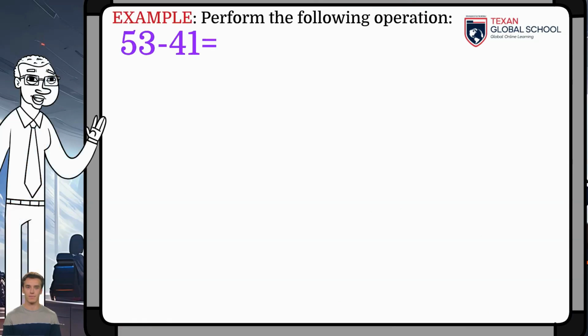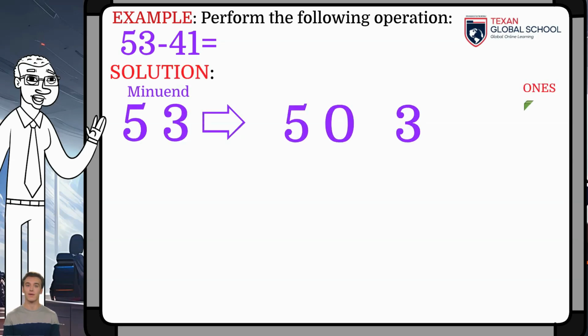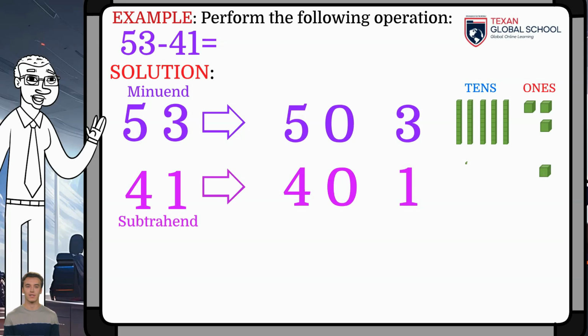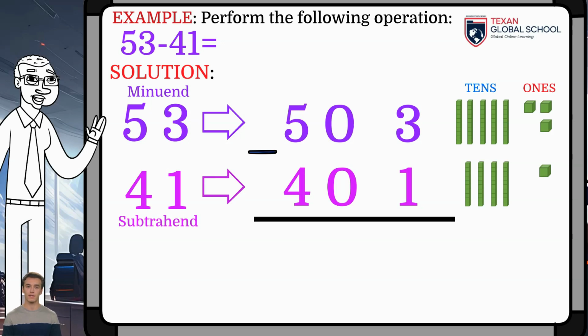In this other example, we will subtract 53 minus 41. First, decompose the minuend and subtrahend into ones and tens. The minuend 53 has 3 ones and 5 tens. The subtrahend 41 has a 1 and 4 tens. Let's model using base 10 blocks or cubes. Then draw a line below to perform the subtraction.